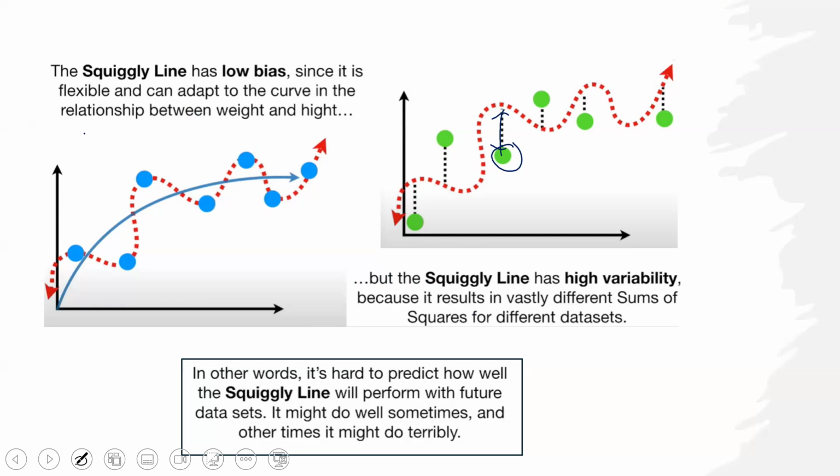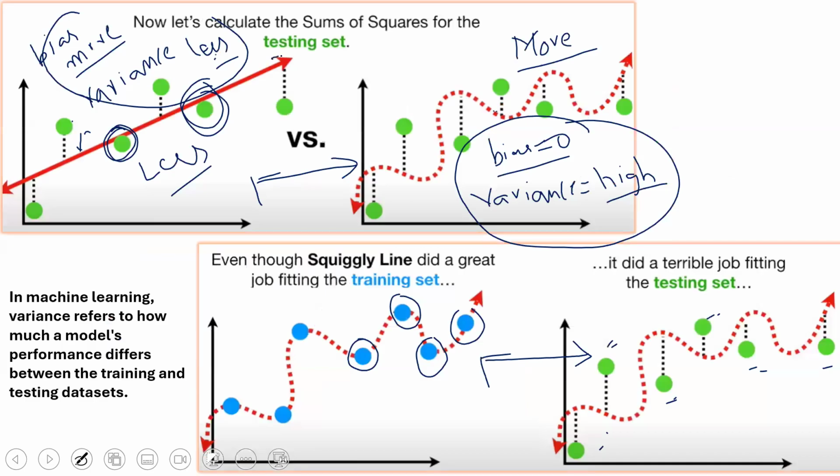In other words, it is hard to predict how well the squiggle line will perform with future data sets. It might do well sometimes and other times it might do terribly. In future data sets, there is no hope that it will give you the right outputs, whereas we have some hope for this particular line, because some of the points are at least staying on the line. So we can say that at least for some test inputs or future inputs that we want to predict, it may give you the right output.